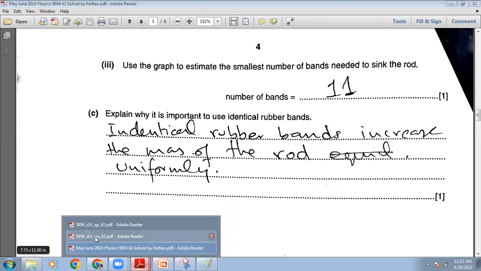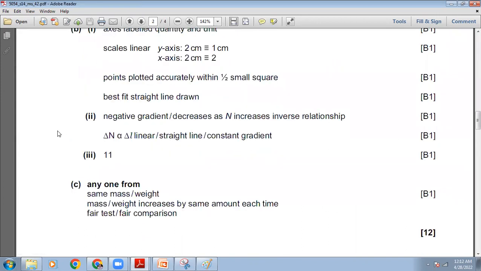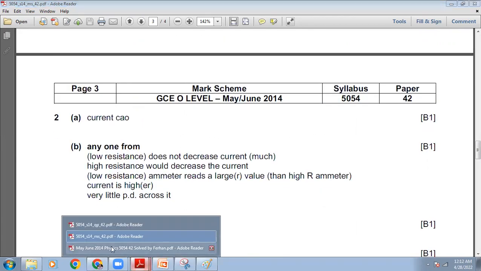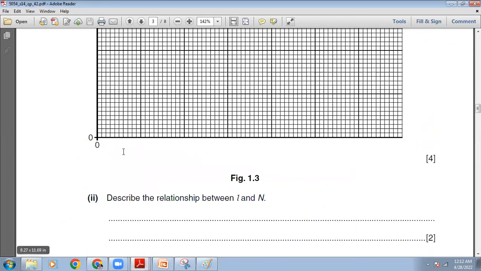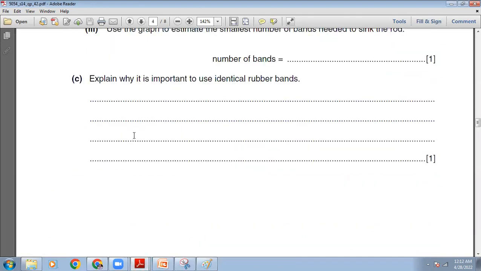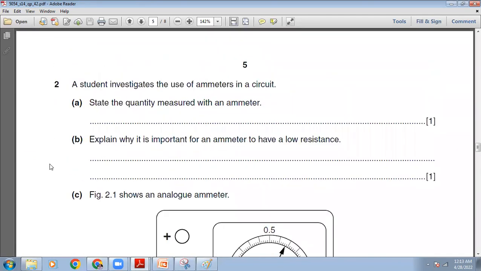So let's have a look at the marking scheme. Same mass, weight increases by same amount each time. Fair test, yes, then you can do the fair test. Okay, so we are done with question number 1. Now we are going to the next question.